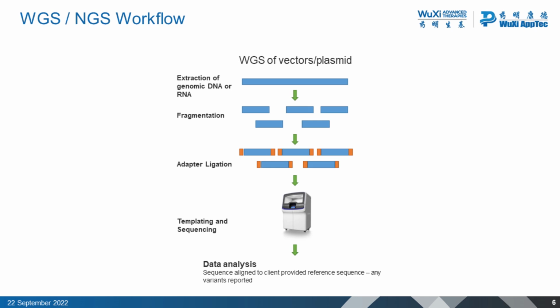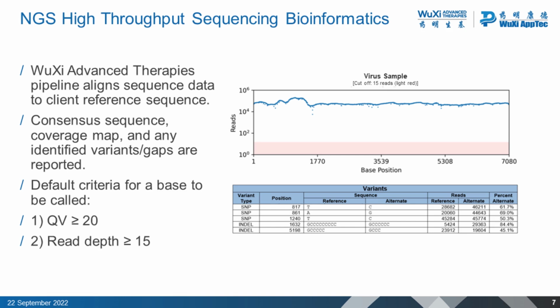Once the sequencing run is completed, it is followed by bioinformatics data analysis. In this case, WuXi uses its own proprietary bioinformatics pipeline to conduct the data analysis. The sequence obtained from the sequencing run is aligned to the client-provided reference sequence, and any variance between the sequenced sample and the client-provided reference sequence is reported to the client.